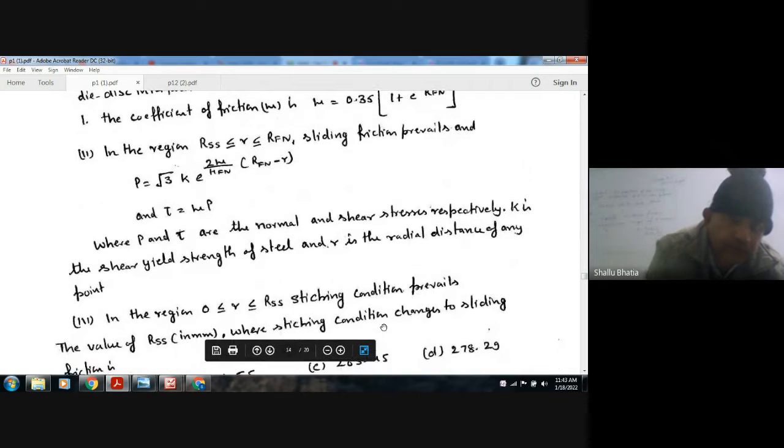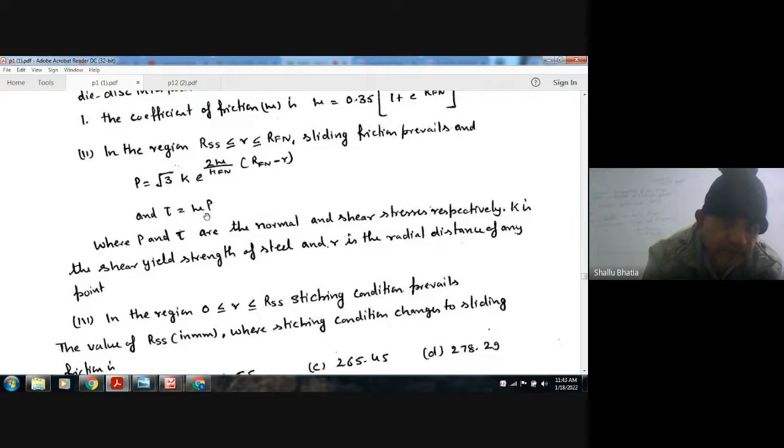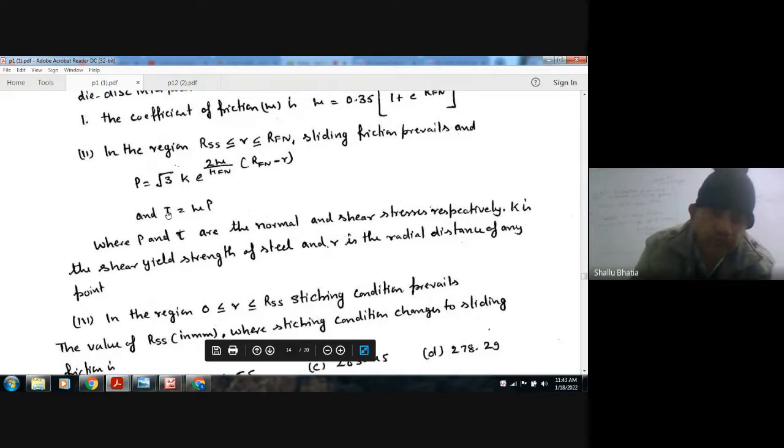Where K is the shear stress, so it is in terms of K. So we'll find out pressure in terms of K, and we'll find out this shear stress in terms of K. So in this region, tau is equal to K, and then we find out the real value of r.